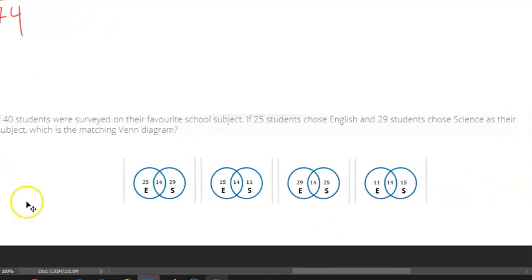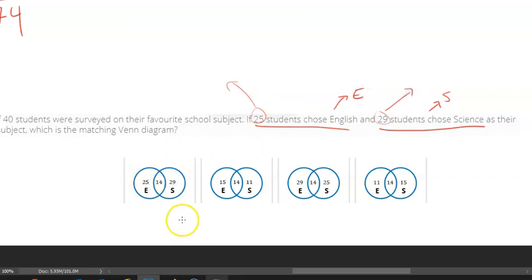So what we do know is that 25 students like English, and I'm assuming they're using the letter E for English, and then 29 for science. Now, it is safe to assume, 25 needs to go on one side, 29 needs to go on the other side, 25, 29, here's my answer. This is not the case. Okay, it's safe to assume that this right here is your go-to answer, but it's not.